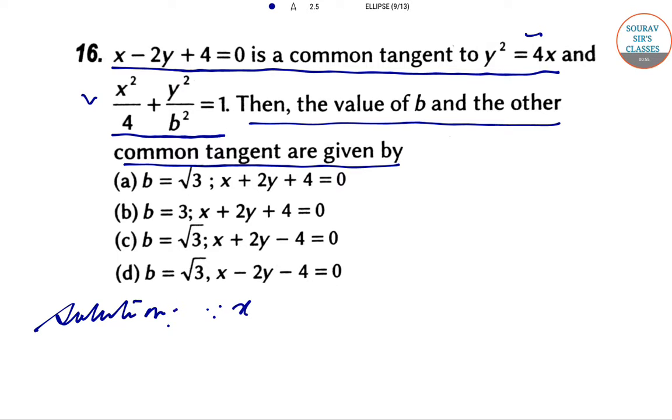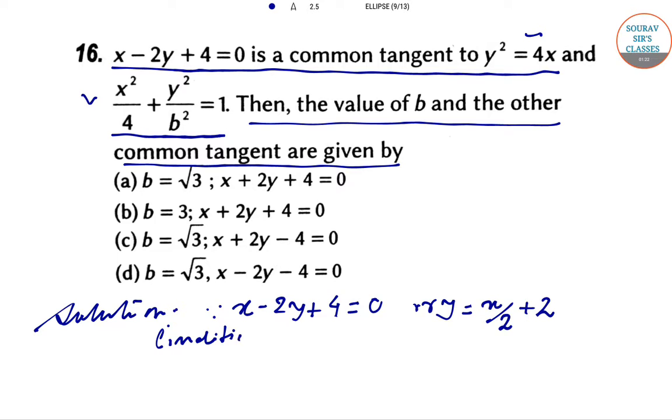Since x minus 2y plus 4 is equal to 0, or y is equal to x by 2 plus 2, the condition of tangency is c square. So we have the condition of tangency.